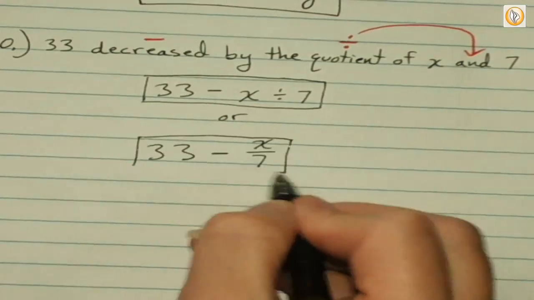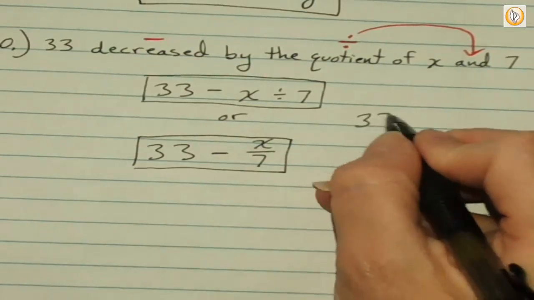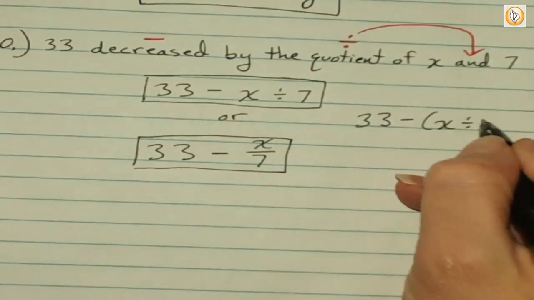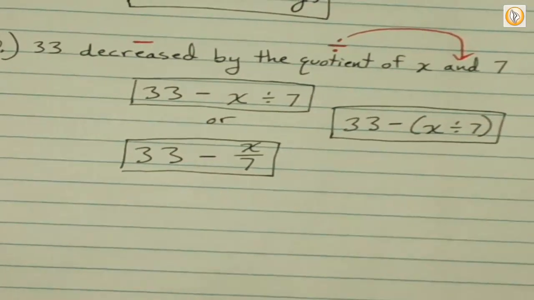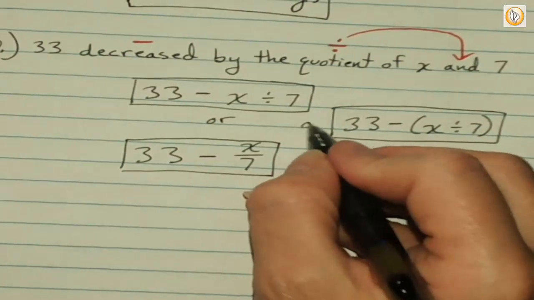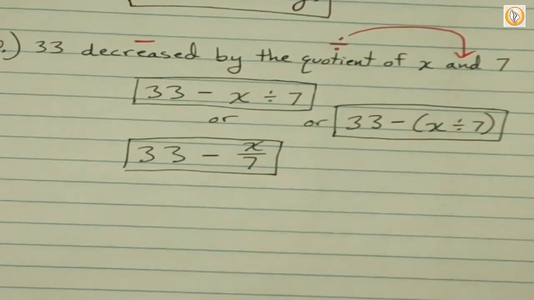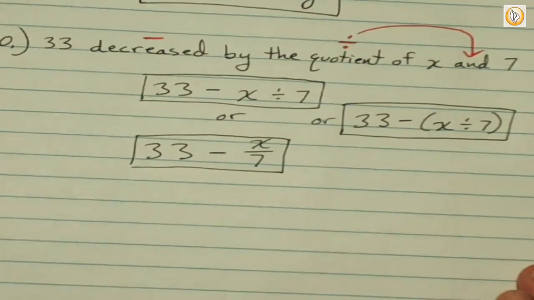There's another one too. Which other way? You could do 33 minus x divided by 7. Because that will help some people too, to do it first. So you can do any of those. Any questions? Y'all have this down? Yes.